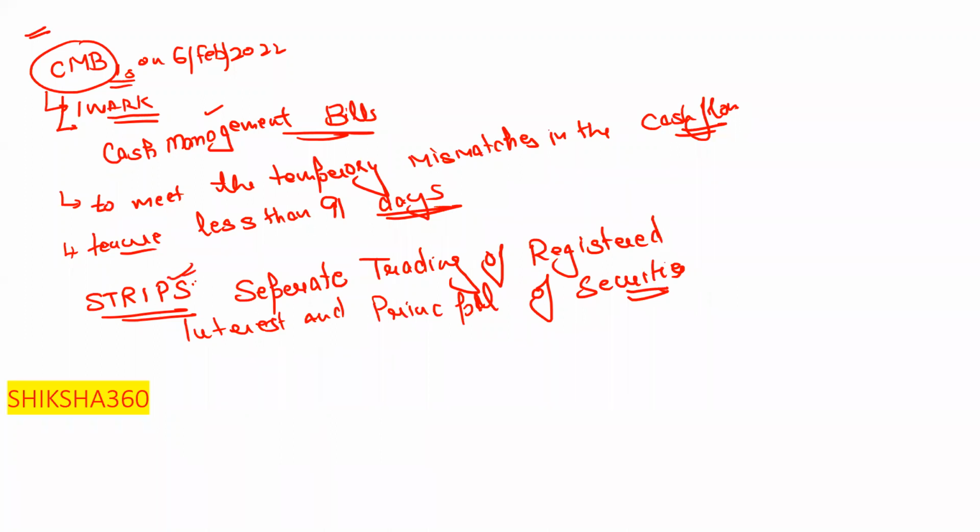That is basically STRIPS. Now, next important point: what is a shut period?